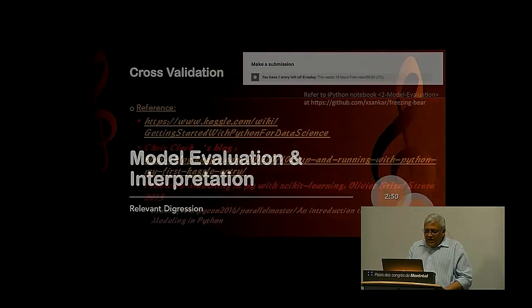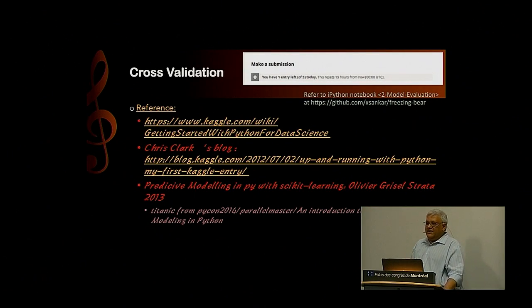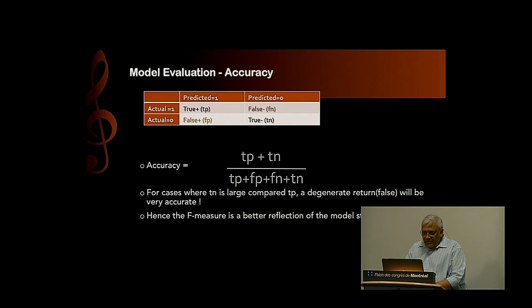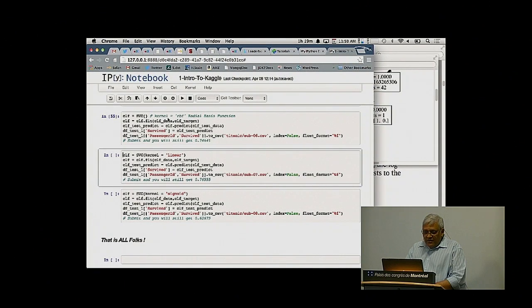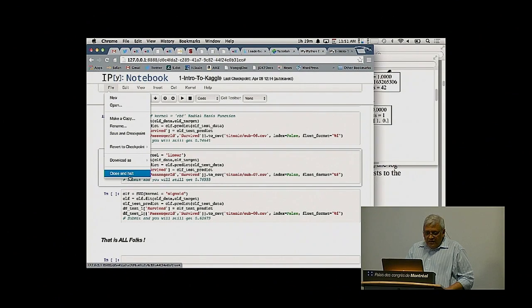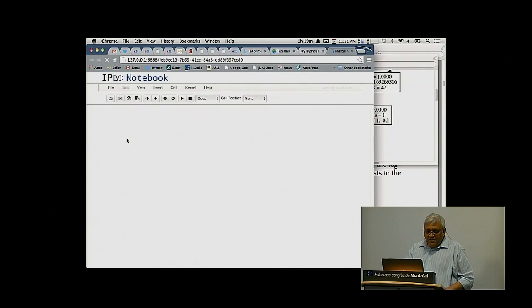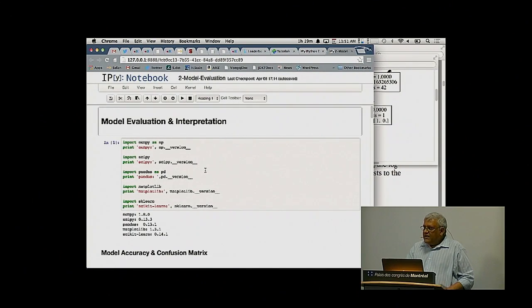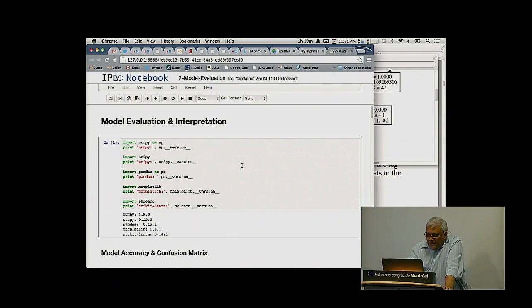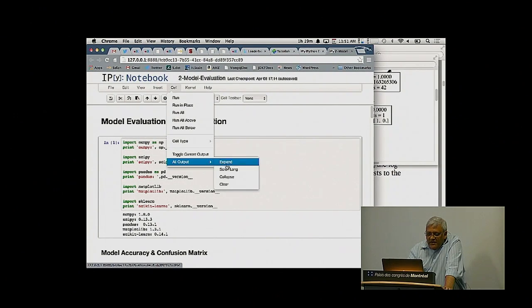So now let us do the cross-validation on the data that we have. Let us apply this cross-validation to the Titanic data set. So go back to the intro to Kaggle, close and halt. This one is 2 model evaluation. Click on 2 model evaluation, that is next to this one. Last time I got into trouble. You think I should clear the output? I'm going to clear the output.